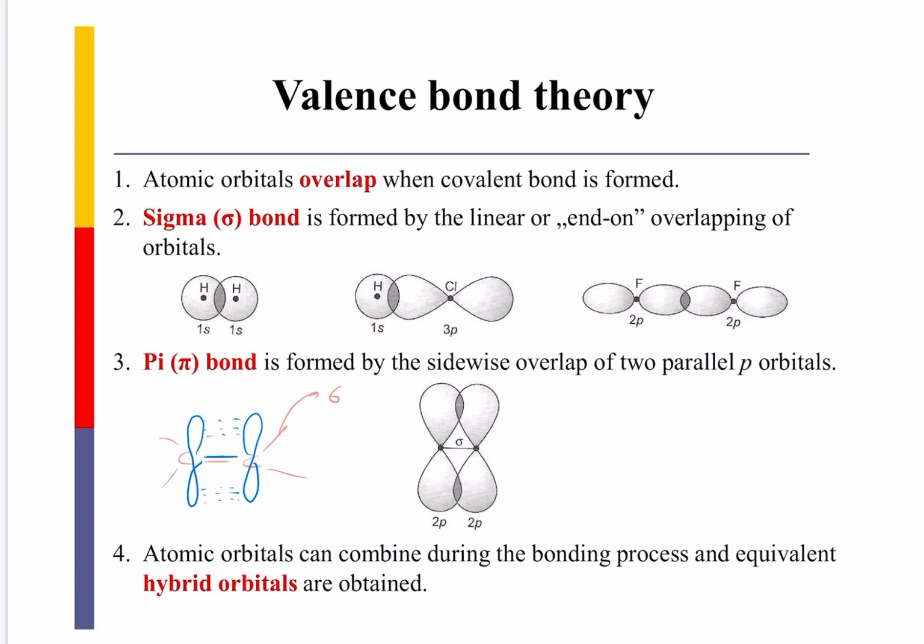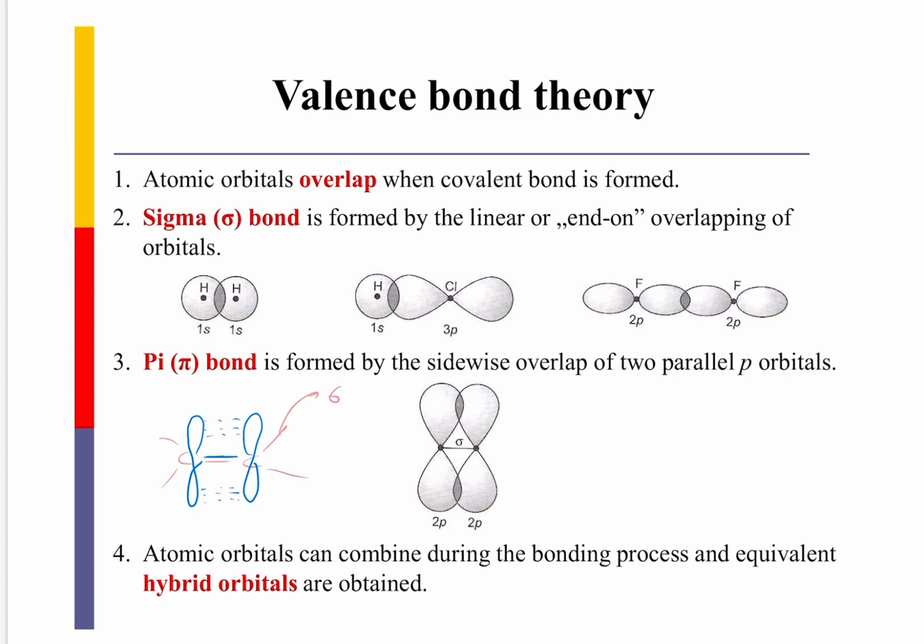Atomic orbitals can combine during the bonding process, and hybrid orbitals will be formed. Hybridization is more acceptable and more important, because in hybridization we usually have a new molecular orbital, and we have to know about this one.